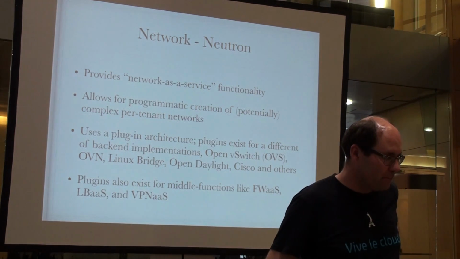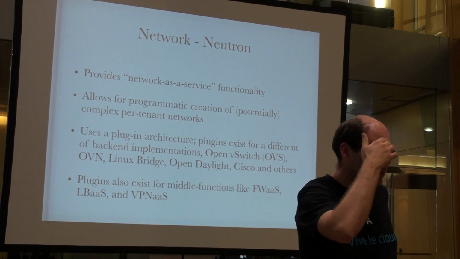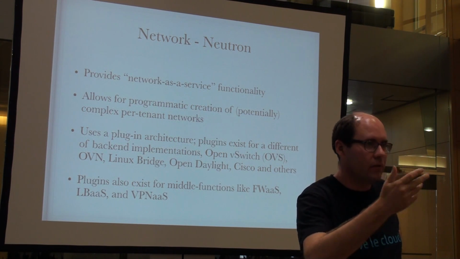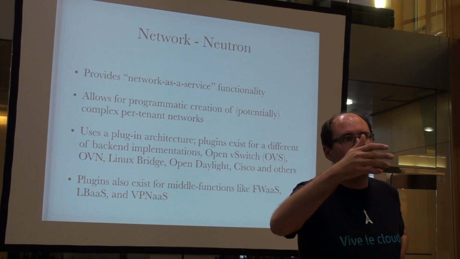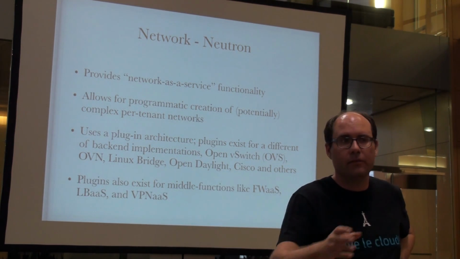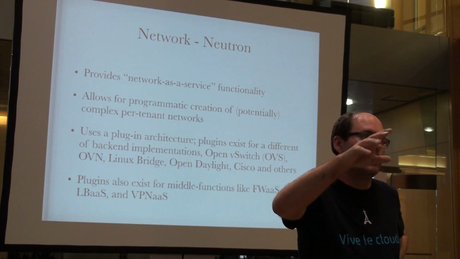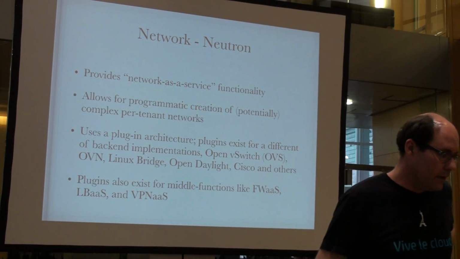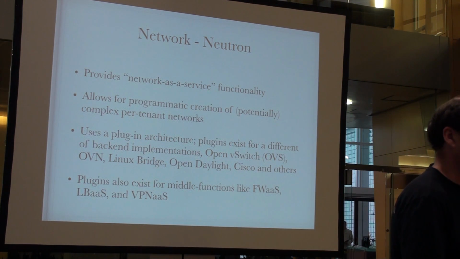And so Neutron does something which is network as a service. They run a vSwitch. They use virtual NICs and stuff, so you can move things around. They use another thing which is called software-defined networking.